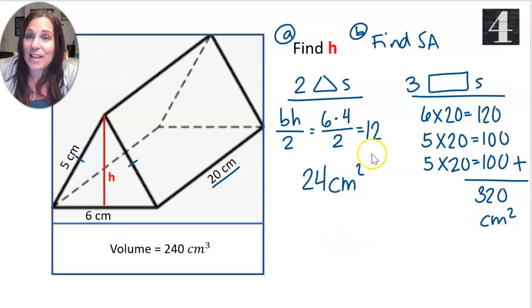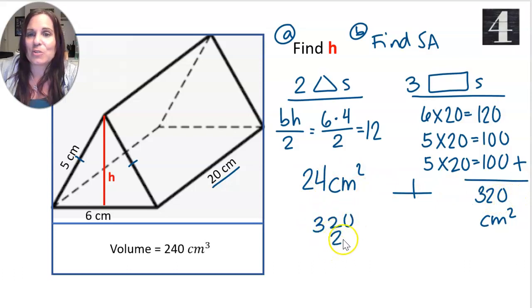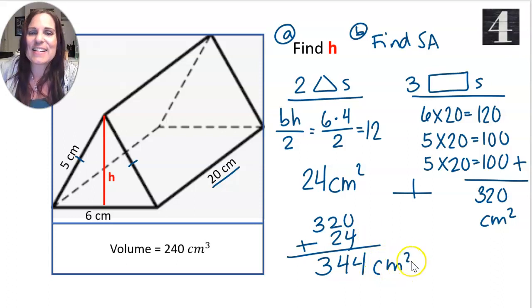So now all that's left is to add these two together. So 320 plus 24 gives me 344 square centimeters. And scene. We're done.